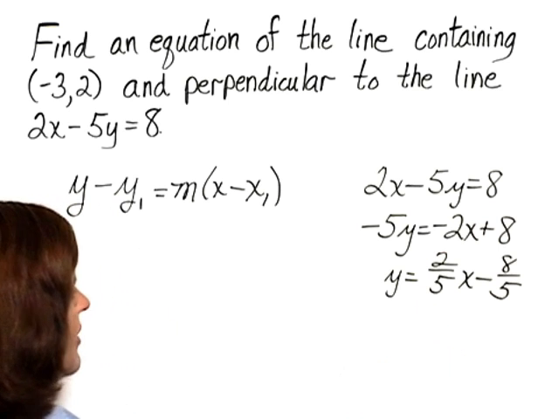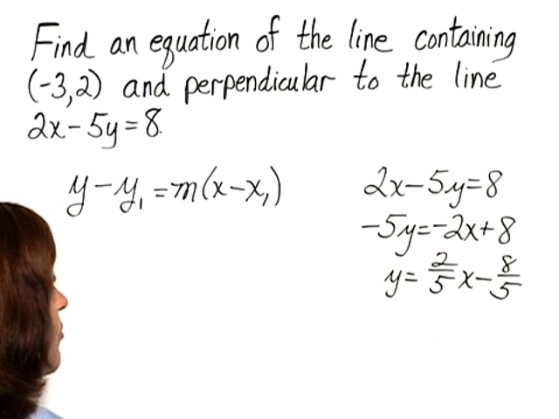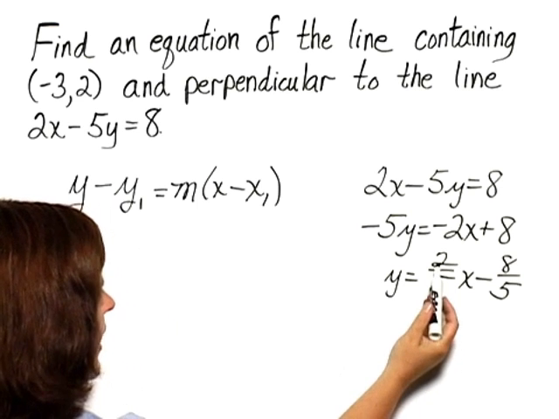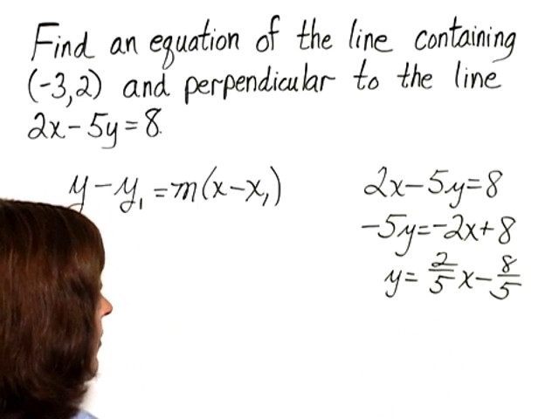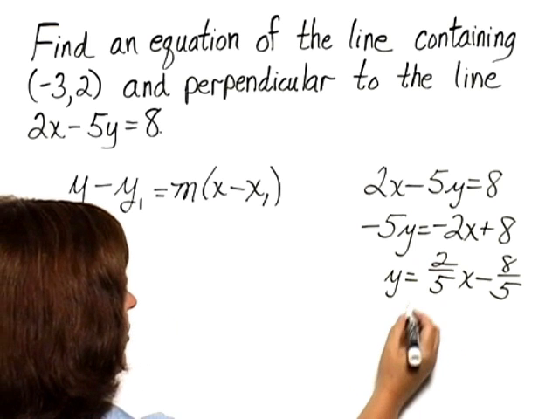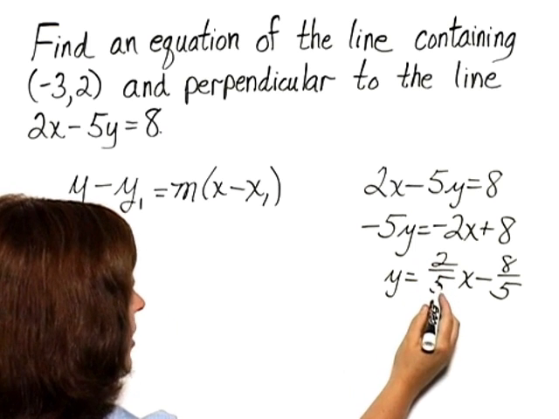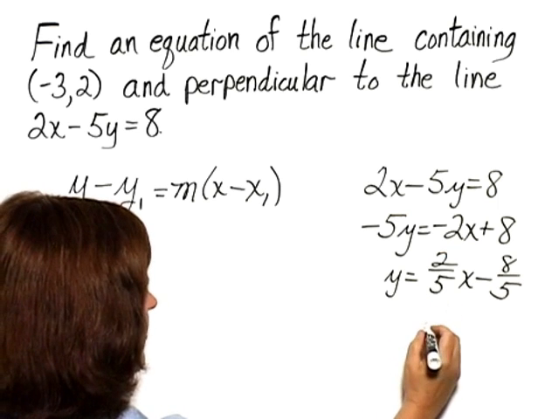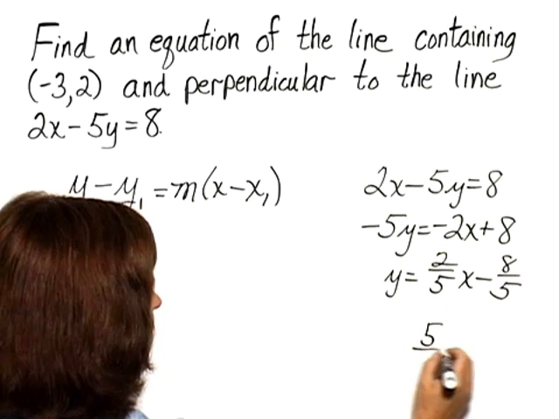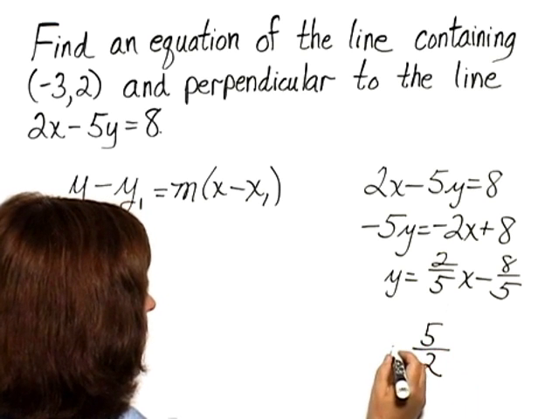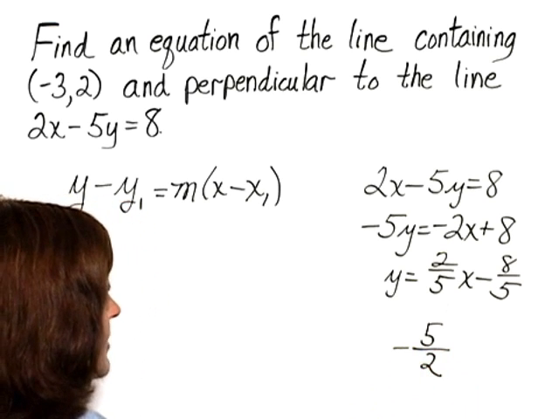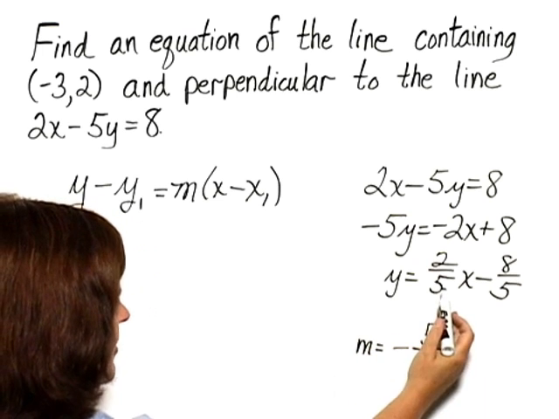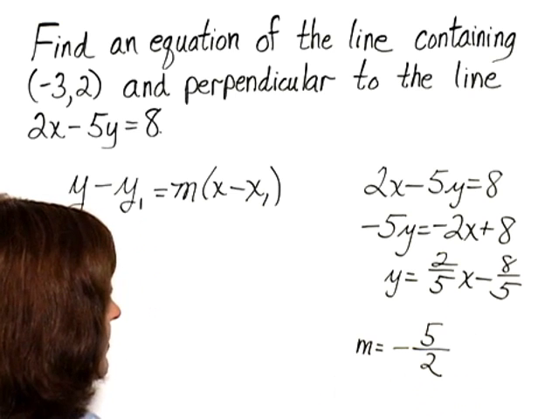We are looking for a line that's perpendicular to that. A perpendicular line will have a slope such that the product of that number and 2/5 will be -1. To find that slope, we think of taking the opposite of the reciprocal of 2/5. In other words, the reciprocal of 2/5 is 5/2, and the opposite of that would be -5/2. So the slope we're looking for of the line that's perpendicular to this line is -5/2.